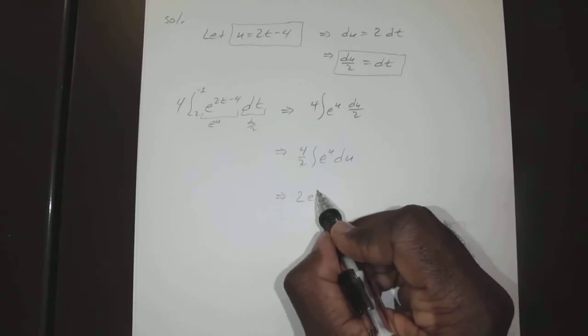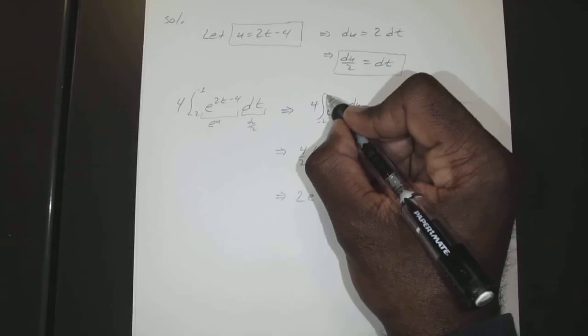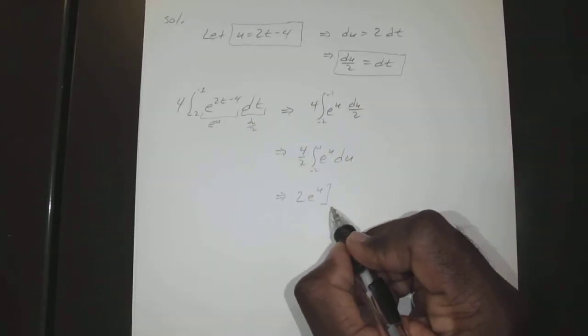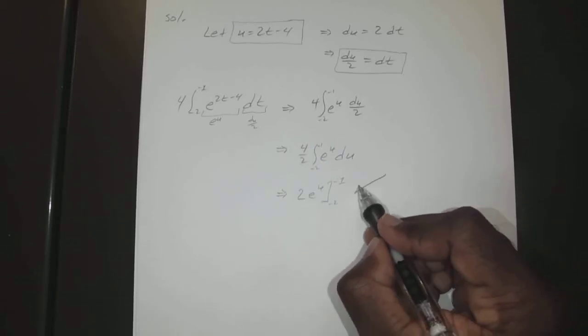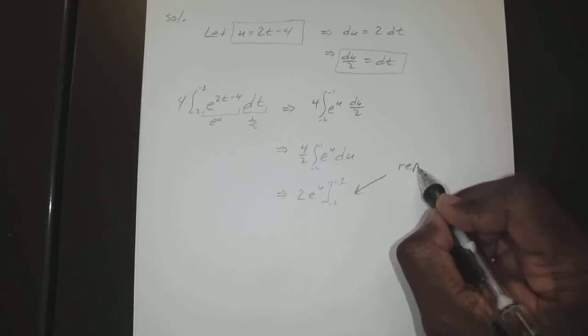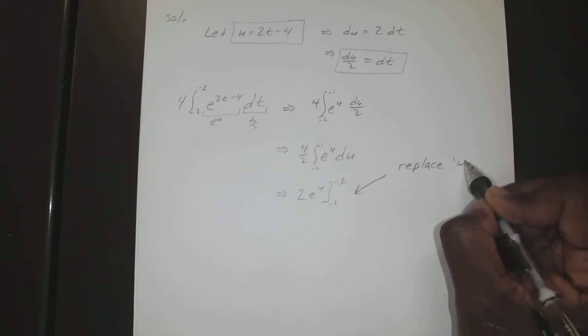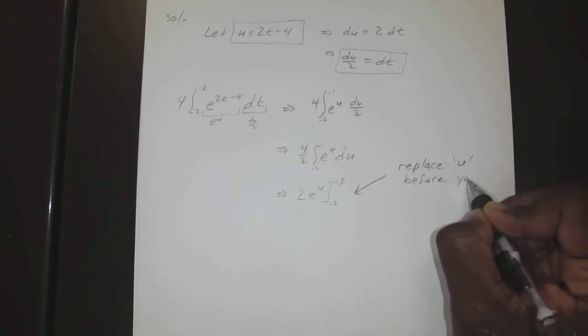So you have 2 e to the u, forgot my -2 to -1. From -2 to -1. So you all know what's going there. Replace u before you substitute.